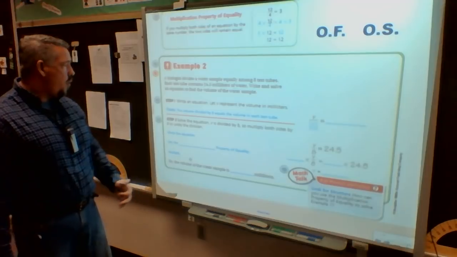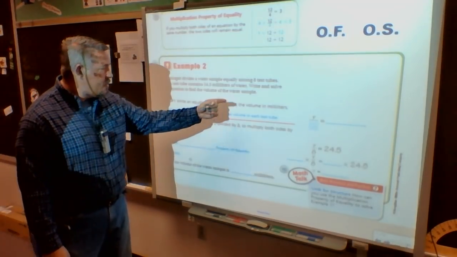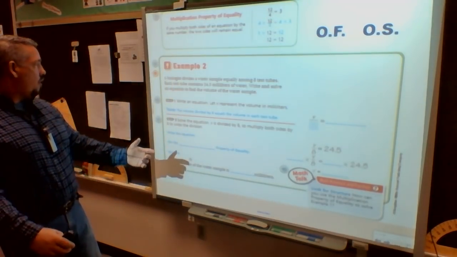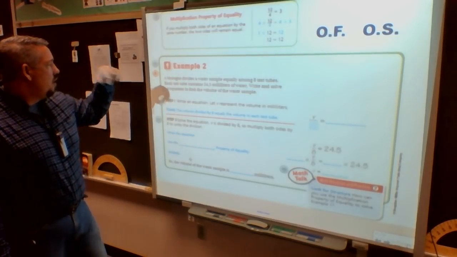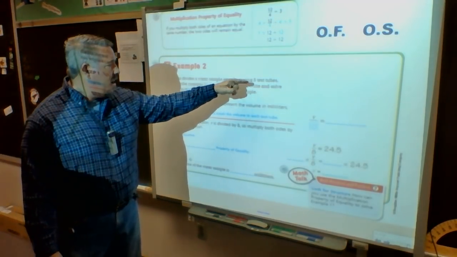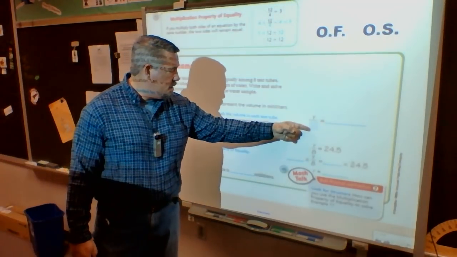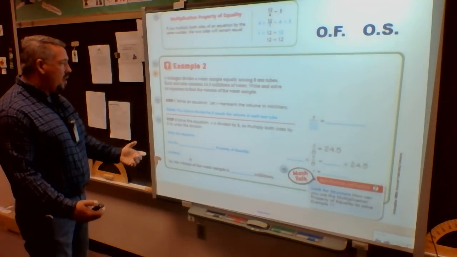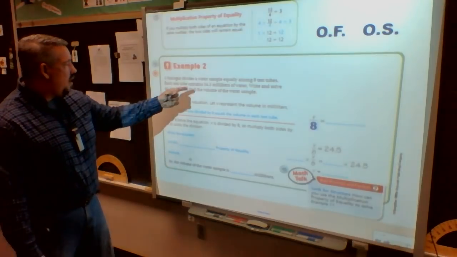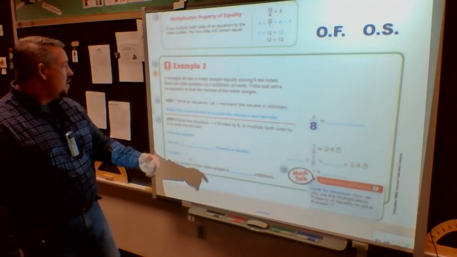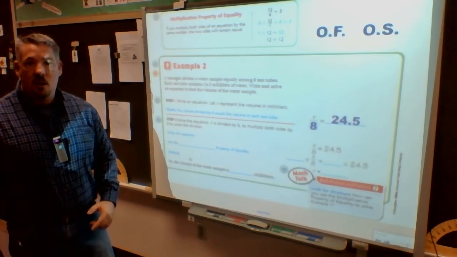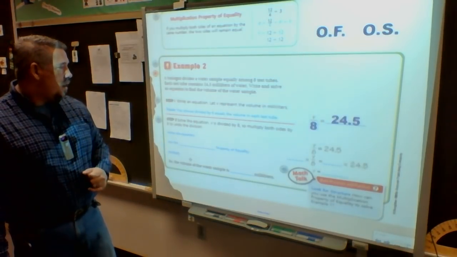So I have to start with the equation. It says let V represent volume in milliliters. Alright? And what are they doing with it? Well, when I go back and look, I divided equally among 8 test tubes. So I know I'm going to have V divided by 8. And then it's going to be equal to what? Well, it's going to be equal to 24.5 milliliters because it is that. So I know that that's going to be set up as my equation.